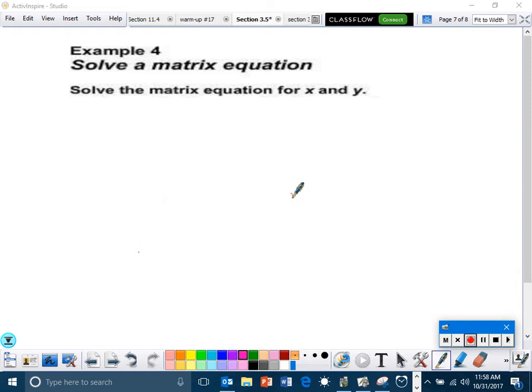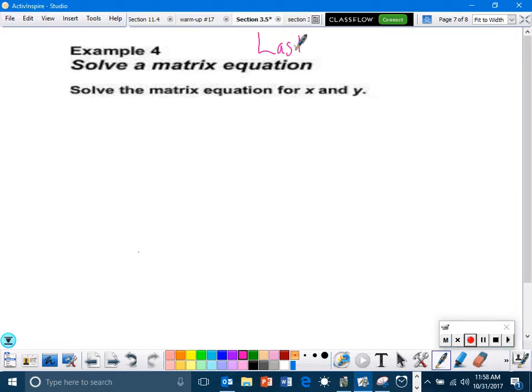All right, ladies and gentlemen, let's go ahead and finish the last example from chapter 3.5. Okay, last example for chapter 3.5. Now this example is going to go with the last problem on your worksheet, and then you can hand in the worksheet into the appropriate basket over on the shelf by the window.